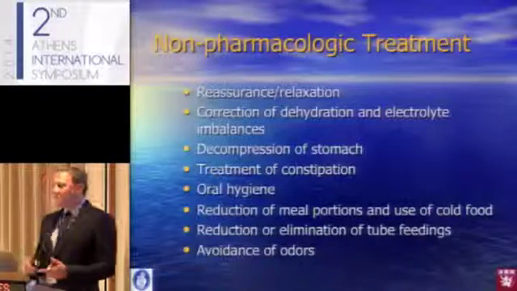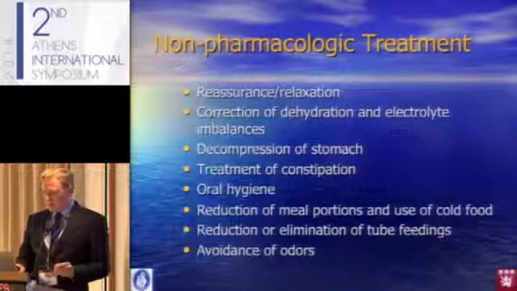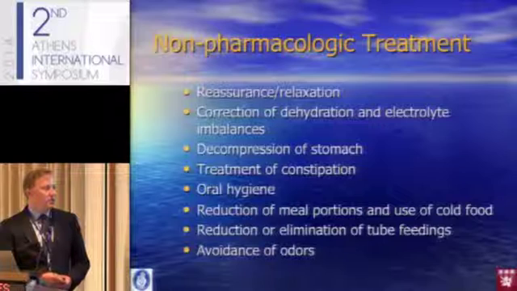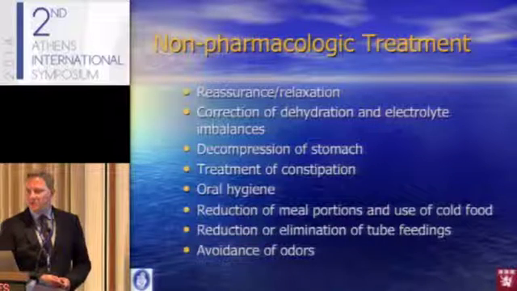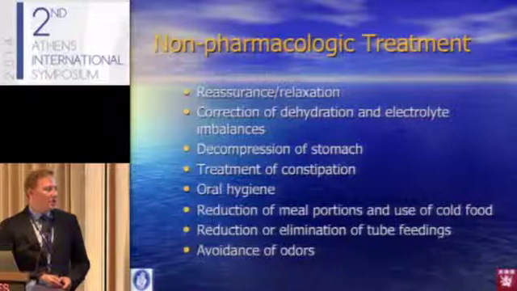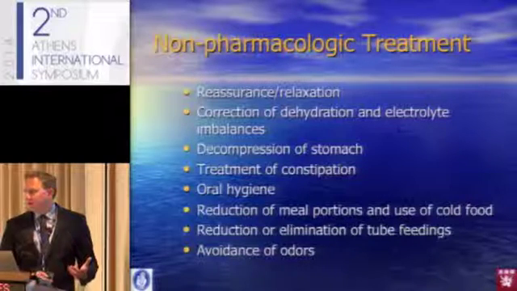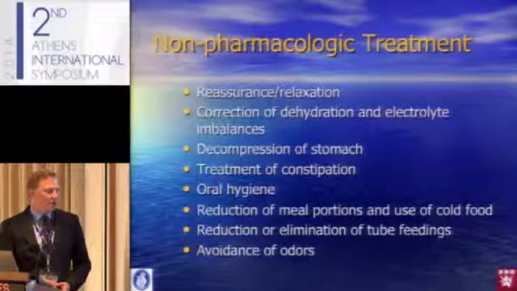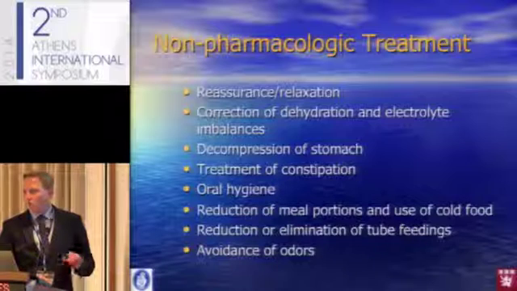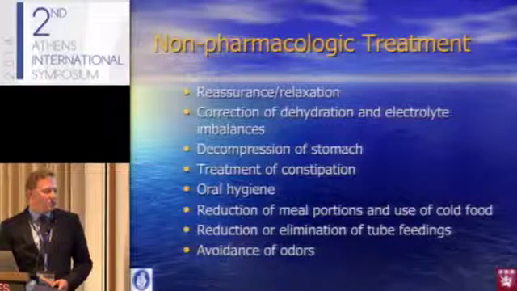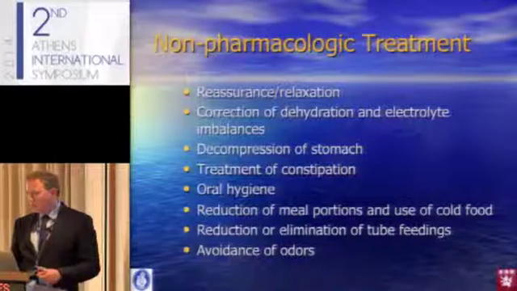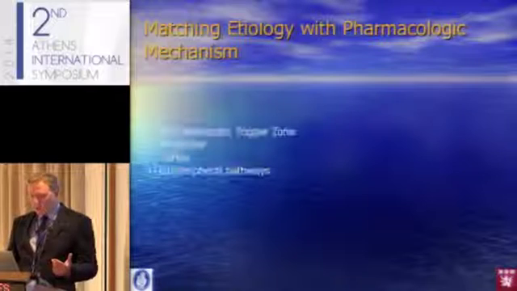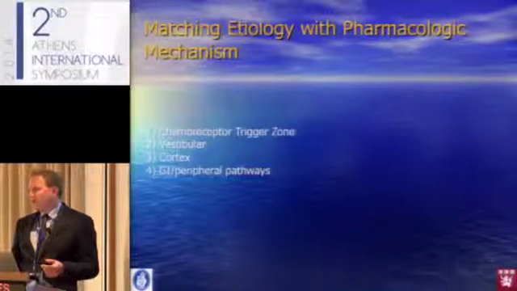So what are the treatment options? Let's look first at options without any drugs. So there's things you can do to help patients, which is reassurance, relaxation, the correction of dehydration, electrolyte imbalances, if that is the reason for the nausea, decompression of the stomach if you have gastric outlet obstruction, treatment of constipation, oral hygiene helps, reduction of meal portions and use of cold food, reduction, elimination of tube feedings, and avoidance of odors. So this all helps in patients that have chronic nausea. But often that's not enough. You need some drugs to help alleviate the nausea and the vomiting.